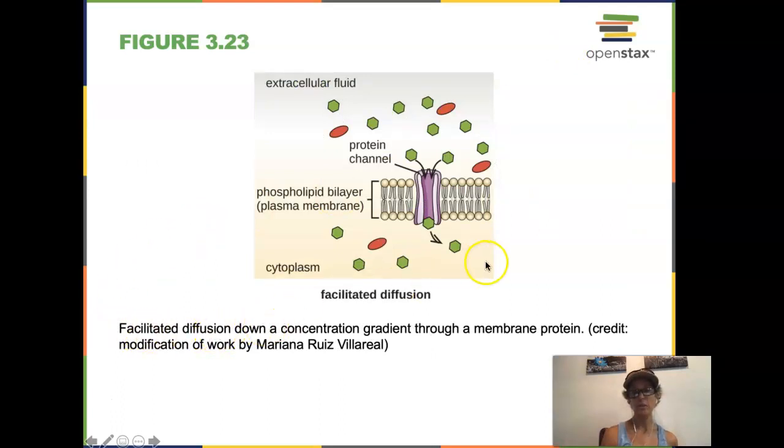Facilitated diffusion means we've got a difference in concentration, but the molecules are too large or too polar to move on their own, and so we have a protein channel that will facilitate that movement. So there's no energy required for the particles to move. The energy was required in building that protein, but once the protein is there, no further energy is needed for the molecules to cross.